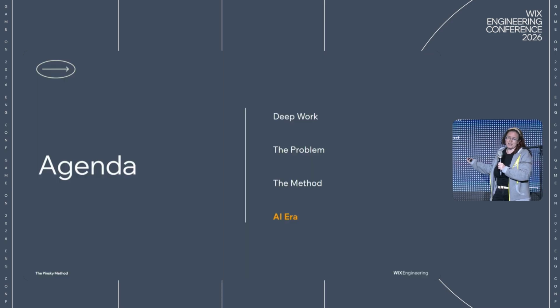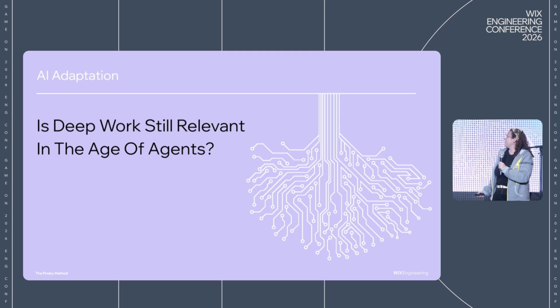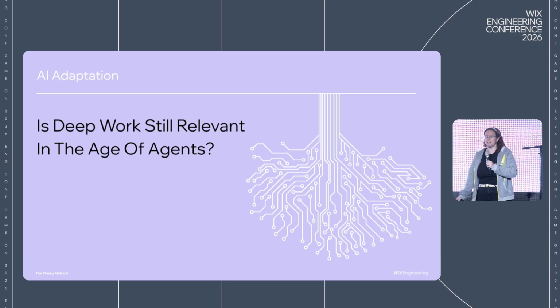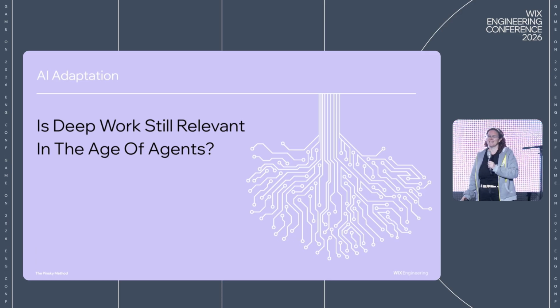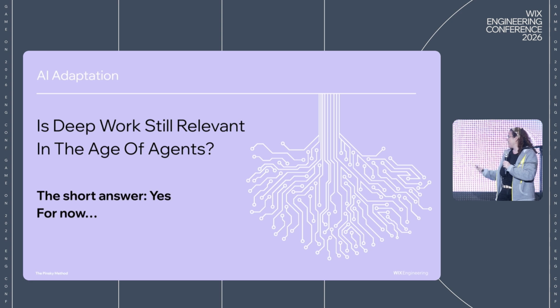And of course, we can't finish without talking about AI. So I think the big question is, is deep work still relevant in the age of agents, where we have multiple agents working for us? So what do you think? Is it still relevant? So I also agree. I think yes, for now.